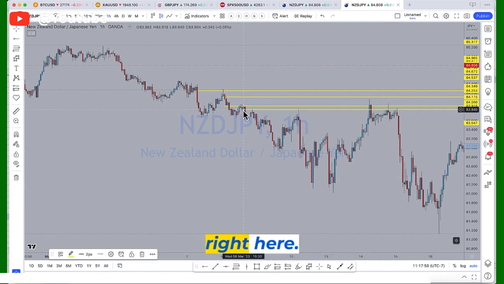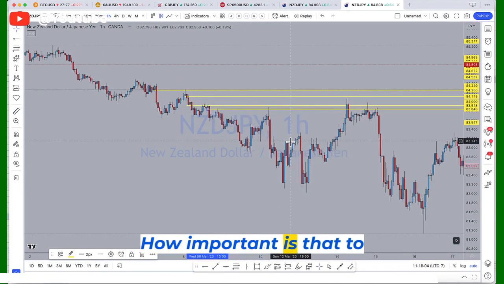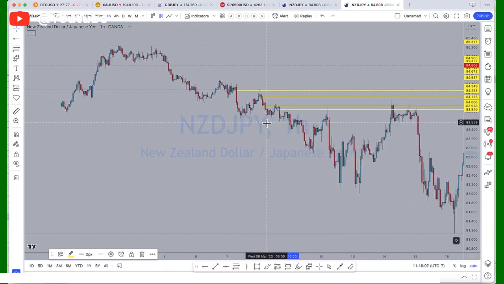You get another one right here. This little one right here. Taps it. Comes up, taps it. I mean, how important is it to have an alarm set there?